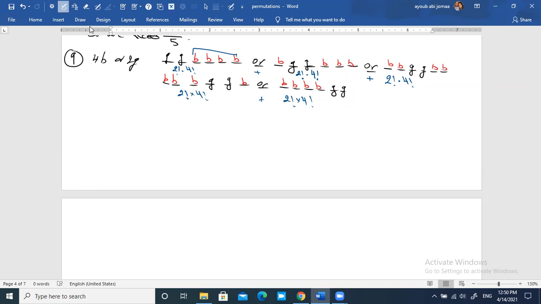Then the answer: you have 2 factorial times 4 factorial added 5 times, so 5 times 2 factorial times 4 factorial. And then we get the answer. It gives 5 factorial, 120, times 2, 240. So we have 240 ways.